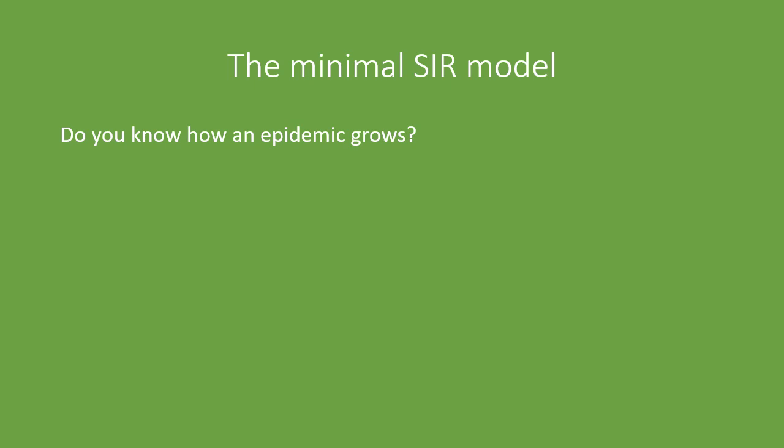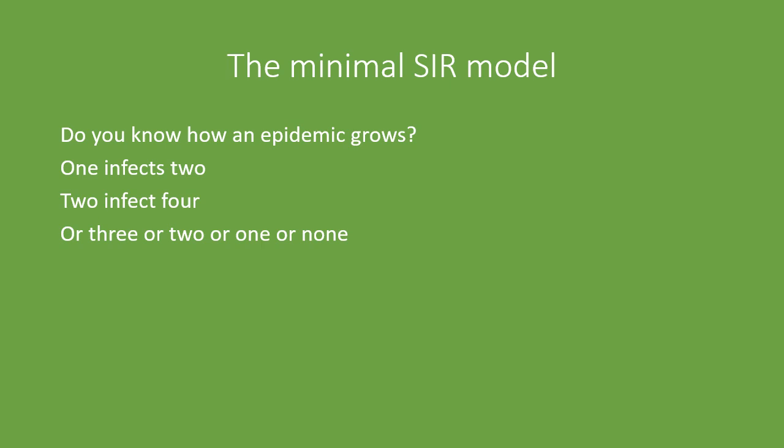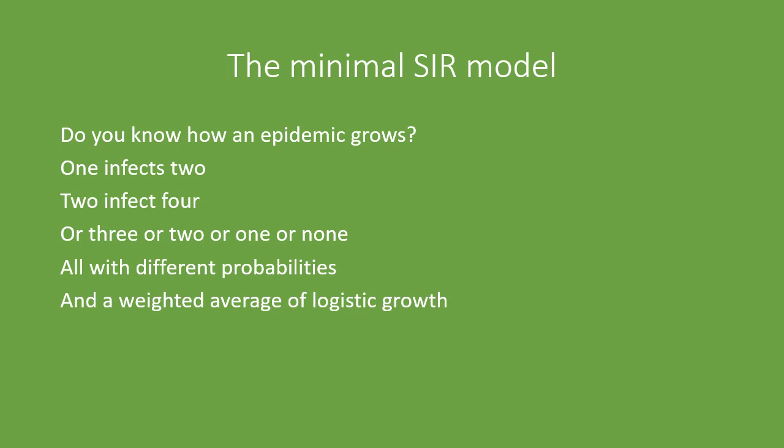Do you know how an epidemic grows? 1 infects 2, 2 infect 4 or 3, or 2 or 1 or none, all with different probabilities and a weighted average of logistic growth.